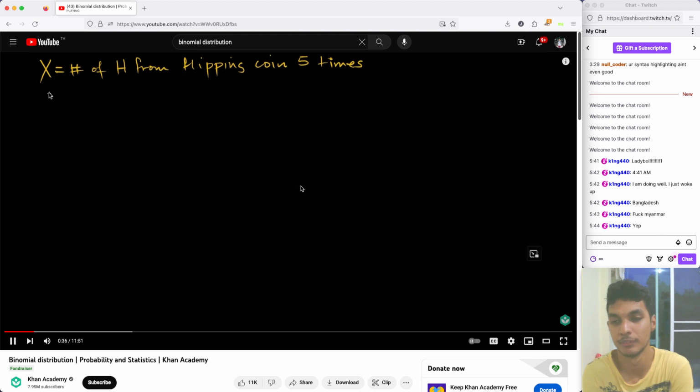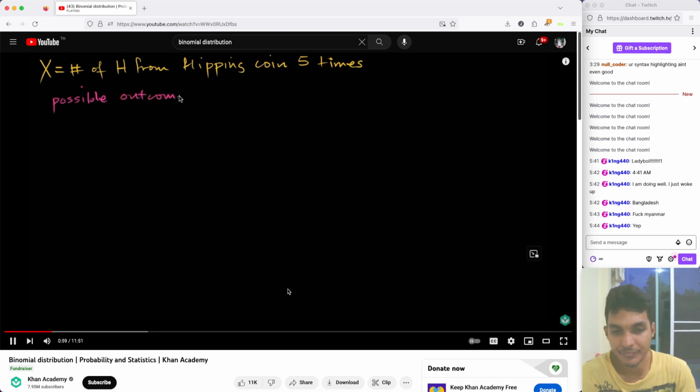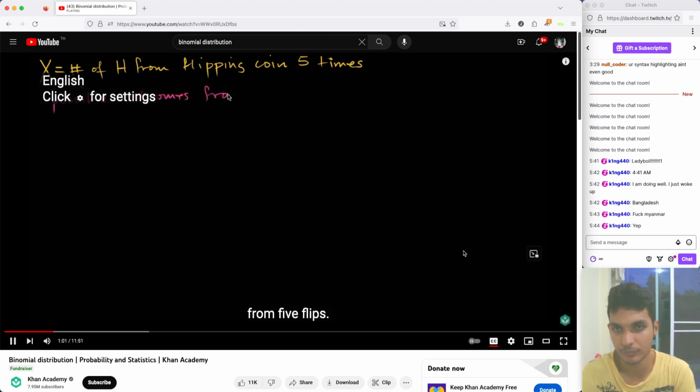Just figure out, well, what's the probability that this random variable takes on 0, can be 1, can be 2, can be 3, can be 4, can be 5. And so to do that, first let's think about how many possible outcomes are there from flipping a fair coin 5 times. So let's write possible outcomes from 5 flips.